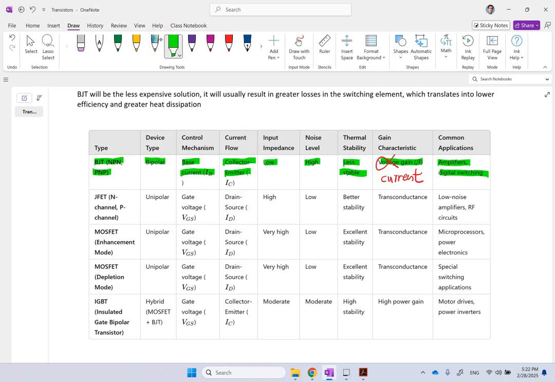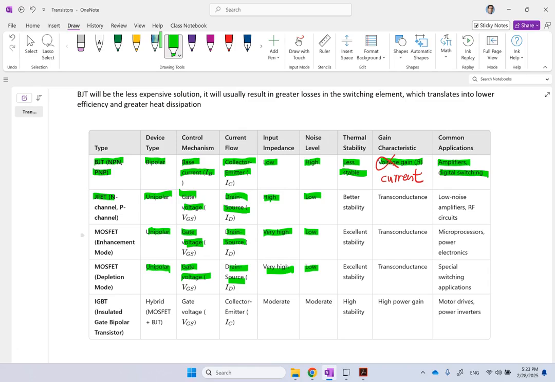Then the JFETs and the MOSFETs, they are all what we call unipolar. Again, what is that? I'll tell you. The way you control these FETs all is through the voltage that goes to the gate. So by applying voltage to the gate, you can turn them on and off. And the current for them goes from drain to source or source to drain. Their impedance are high or very high. For MOSFETs, you see it's very high. For JFETs is high. And all of them have low noise level.